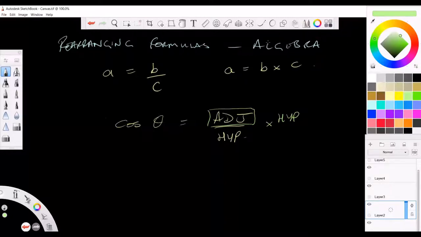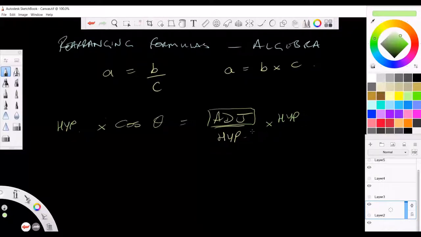So what we've got here is the adjacent multiplied by one. But I've had to multiply this by the hypotenuse, which means it's no longer equal to cos theta. But if I multiply cos theta by the hypotenuse, then the equal sign is still valid. Because this is valid: cos theta is adjacent divided by hypotenuse. Cos theta times hypotenuse must be equal to adjacent divided by hypotenuse multiplied by hypotenuse.